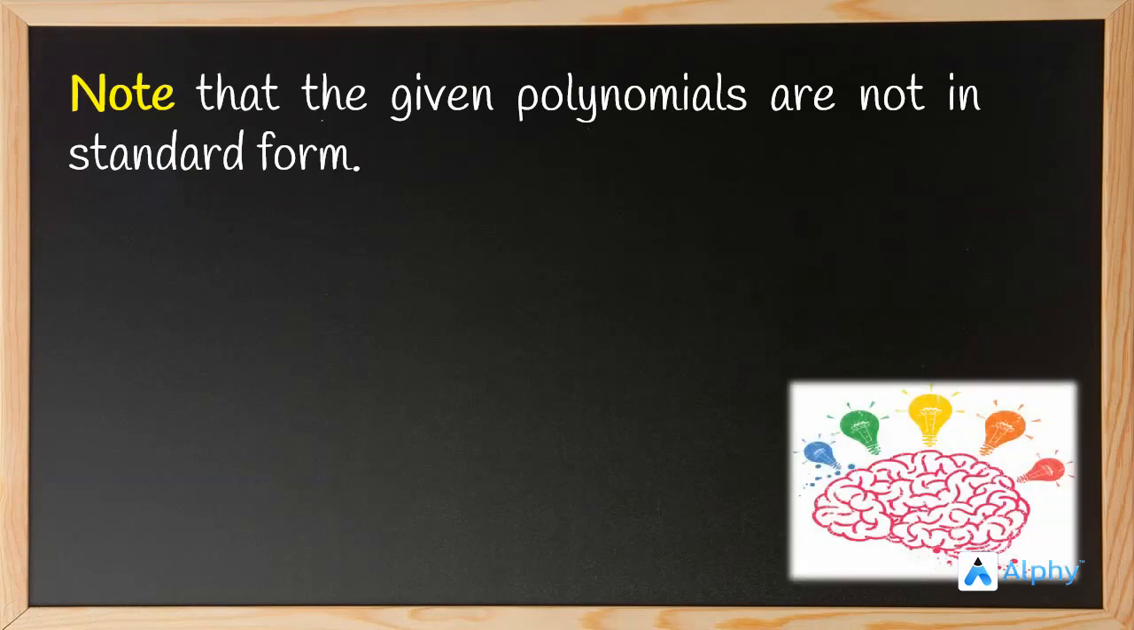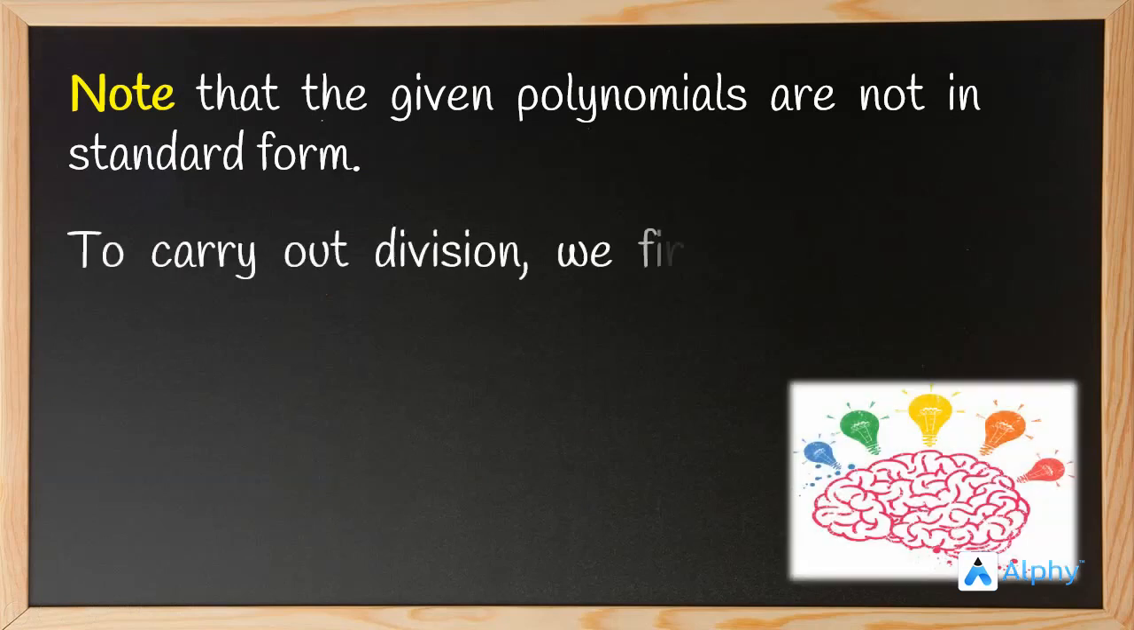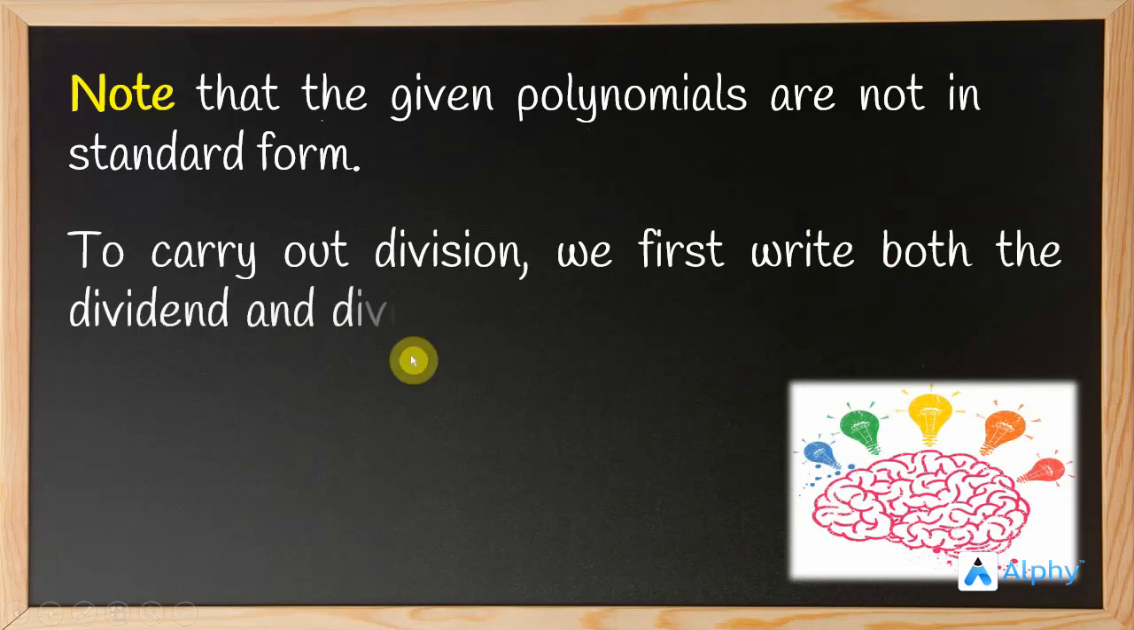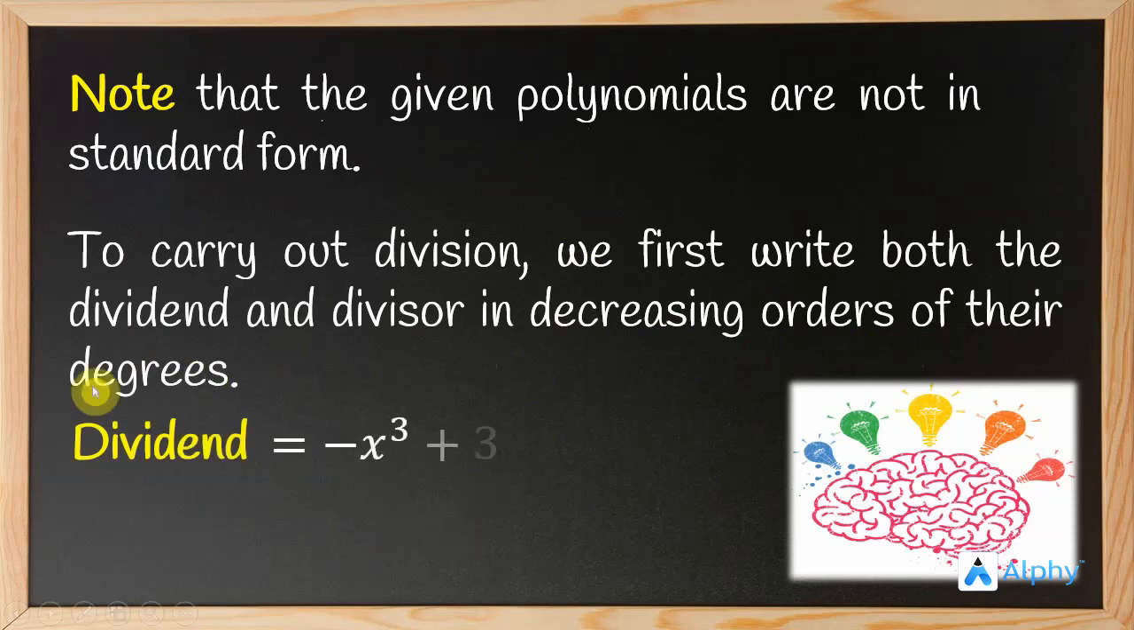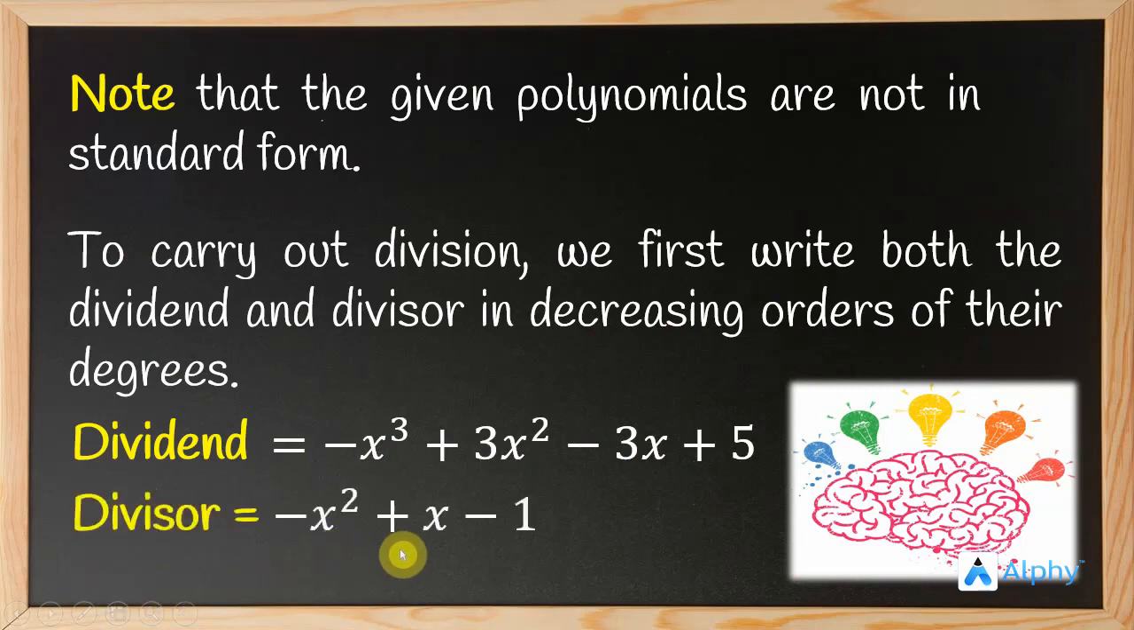So here, to carry out division, we will first write both the dividend and the divisor in decreasing orders of their degrees. So first of all, we are going to do this process and then do the division. When you write the dividend in the standard form, you get −x³ + 3x² − 3x + 5. And when you do the same for the divisor, you get −x² + x − 1. So now both of them are in the standard form and we can apply the division algorithm. So let's see how we are going to do that.